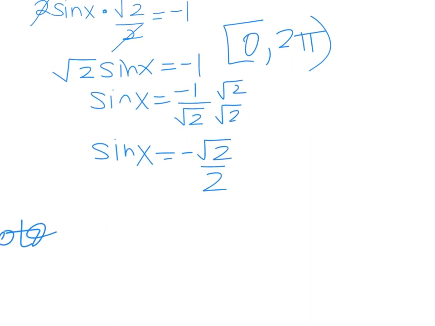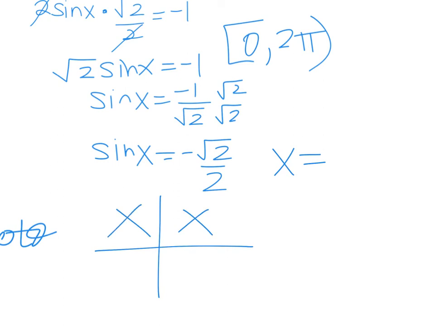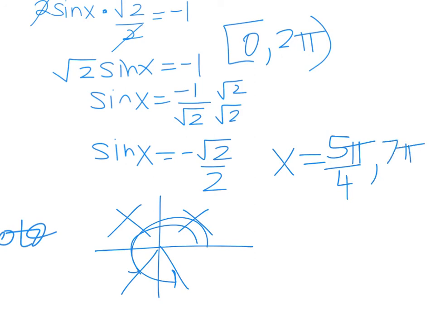So which angles from 0 to 2 pi going around the unit circle give me negative rad 2 over 2? Well, yeah, not quadrant 1, not quadrant 2. So over here and over here. So 5 pi over 4, I heard someone say. And 7 pi over 4. Very good. And those are your 2 answers to this problem.